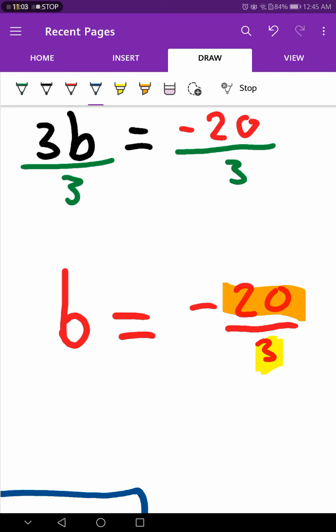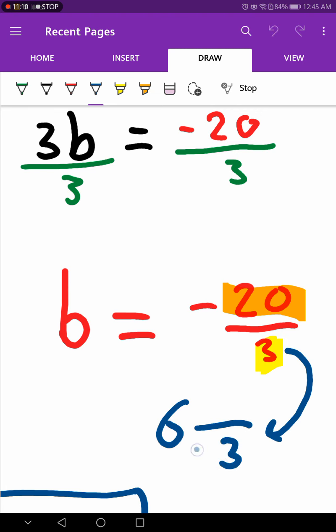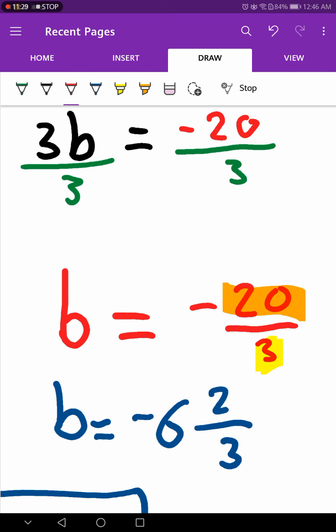Yes, it is 6. And you draw this line and bring the 3 down and multiply 3 by 6. 18, how many steps to 20? Equal 2. So the answer is 6 and 2 over 3 with the negative. Don't miss the negative. This equals b. Are you happy now? I hope so.